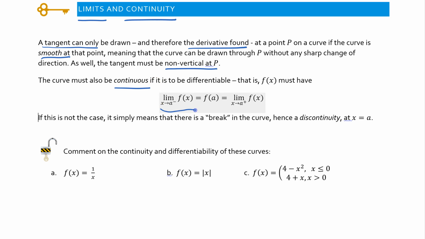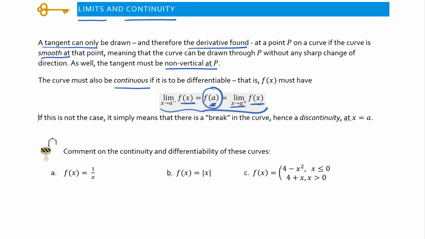Now a really fancy way of saying that is this here, which means that if we consider a point A on a curve, then as we come closer to A from the negative side of A, what's the limiting value of f of A? And as we come closer to A from the positive side of A, what's the limiting value of what is effectively f of A? And do all of those things actually equal the value of the curve at A?